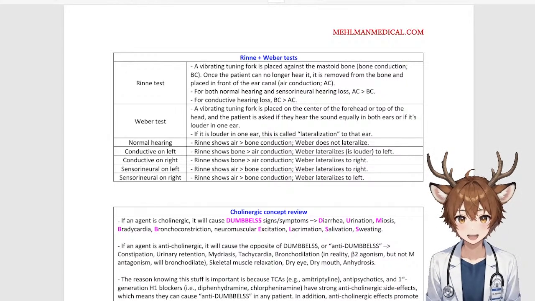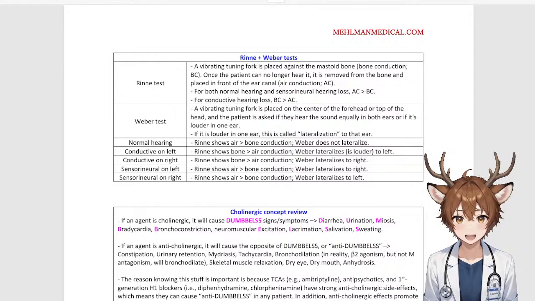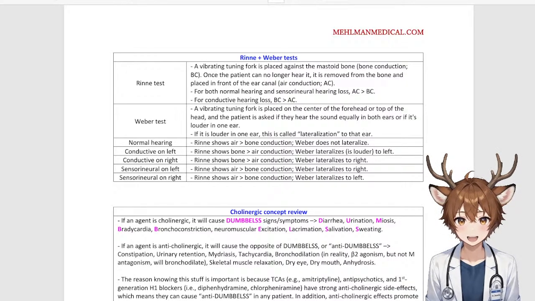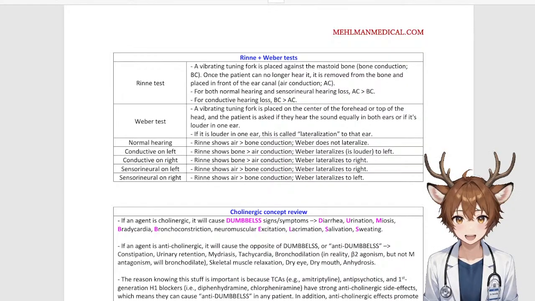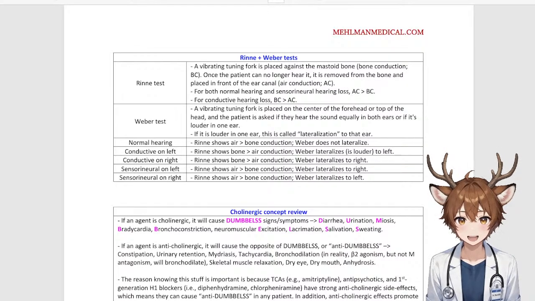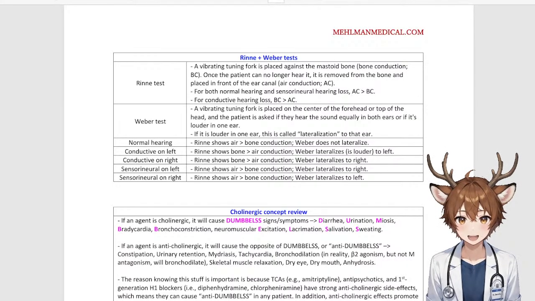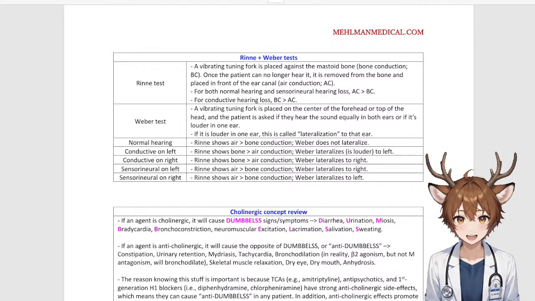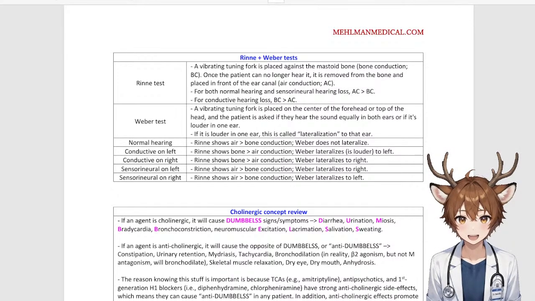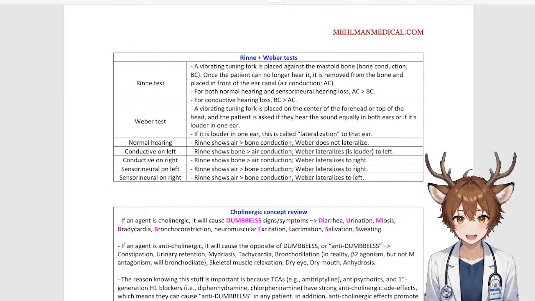What about sensorineural hearing loss? Well, in this case, the Rinne returns back to normal. For sensorineural hearing loss on the left, the Rinne test shows air is greater than bone conduction. That's normal. However, the Weber will lateralize to the right, which means you have a left-sided hearing loss, because if it's sensorineural, that means the left side is weaker, right? Is impaired in some way.